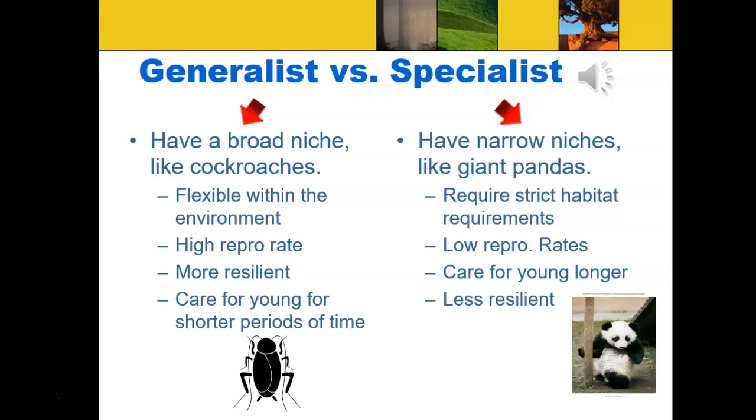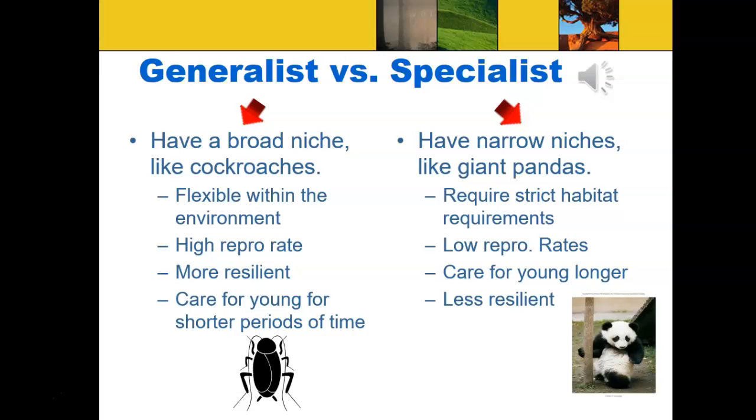Specialists are the exact opposite. So a giant panda is an example of a specialist. They have a very, very narrow niche. They require very strict habitat requirements. Pandas only eat bamboo, very, very little of anything else. They have a very low reproductive rate. Pandas maybe have one child in their lifetime.